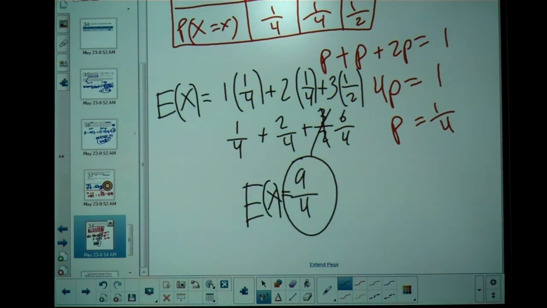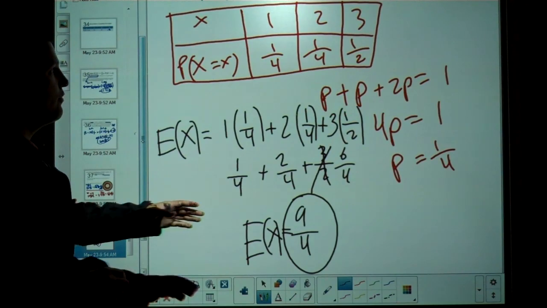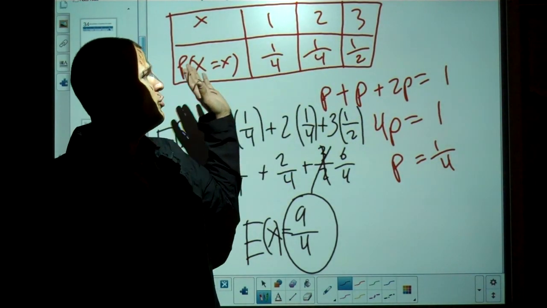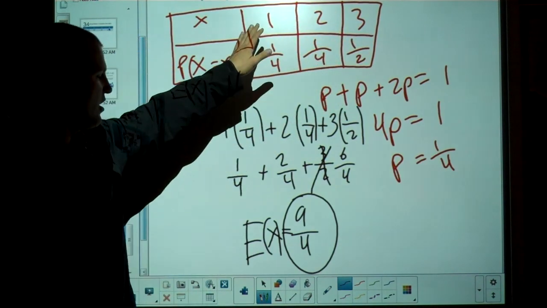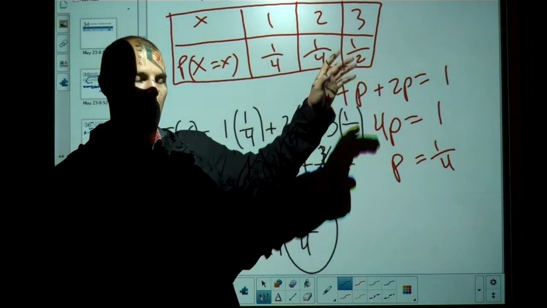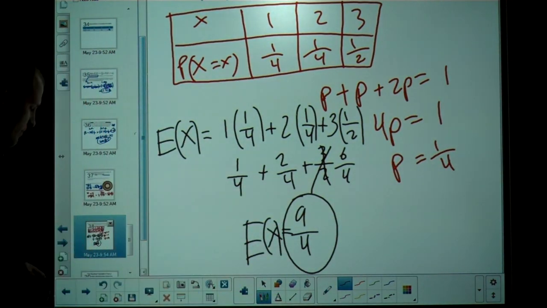Now, 9/4 we know to be 2.25. Y'all, I realize that you can't actually get a 2.25. But look, this 1/2 right here in the probability distribution is skewing this to the right because the 3 is more likely than the 1, which means the expectation isn't 2, it's shifted more toward 3, and we can see that down here with that 2.25.